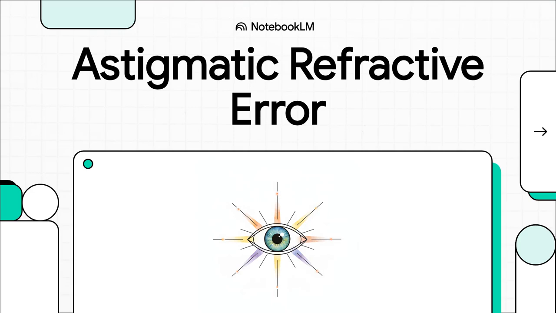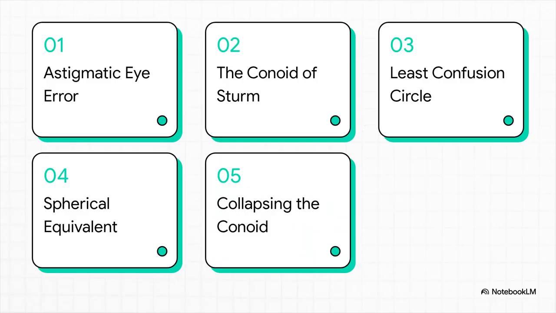Today, we are tackling an explainer on a topic that honestly haunts a lot of trainees: astigmatic refractive error and the conoid of Sturm. My promise to you is that by the end of this session, you aren't just going to memorize this for your OCAP exams, your written boards. You are going to intuitively master the physics, the anatomy, and the clinical reasoning so that this entire concept becomes completely second nature. Here's our clinical roadmap for today's session.